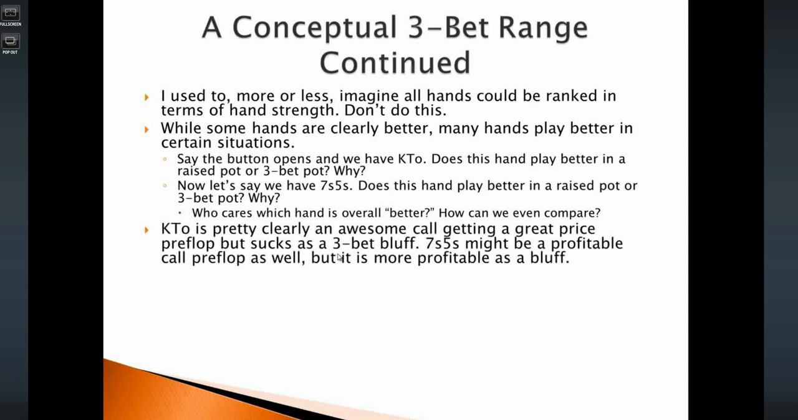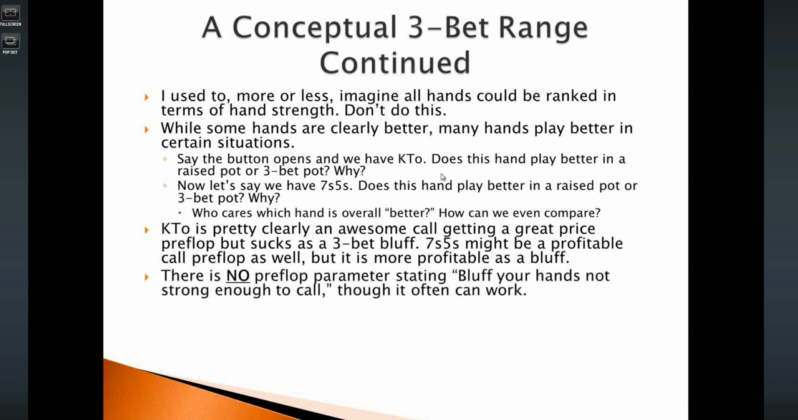King 10 off is pretty clearly an awesome call, getting a great price preflop, but sucks as a 3-bet bluff. 7-5 suited might be a profitable call preflop as well, but it is more profitable as a bluff. There is no preflop parameter stating bluff your hands not strong enough to call, even though it can often work. This is something that I would say I had wrong in the first series I made, because I said this rule like it was a parameter, and we want to keep the parameters we're talking about as very mathematical, theoretically proven things. When we get to post-flop, we'll be a little bit more lenient with parameters because we'll talk about stuff that we have to model and it doesn't work for every situation.